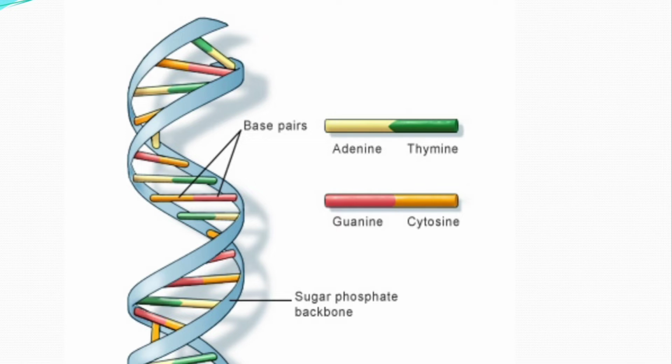Okay. You can see the structure of DNA in this picture. Next video is about structure of DNA only. You can see the sugar phosphate, it is the backbone of DNA, and you can see the base pairs, that is adenine, thymine, guanine, cytosine are arranged. About this only we are going to see further.